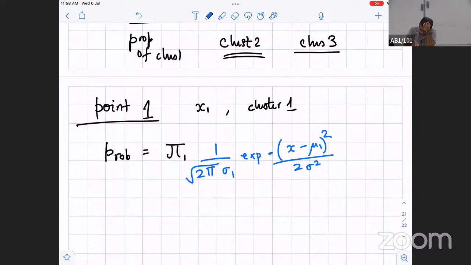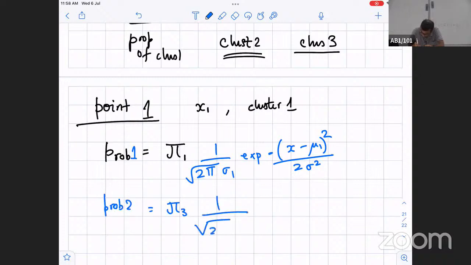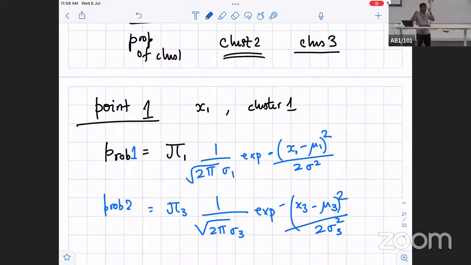So now like this, I will look at every point and I will see which cluster it belongs to, and I will write this corresponding term. So for example, this was for point 1. Suppose for probability for point 2, this could be cluster 3, and then this expression will be sigma 3 e power minus (x3 minus mu3) squared divided by 2 sigma 3 squared. Like this, I will do for every point.